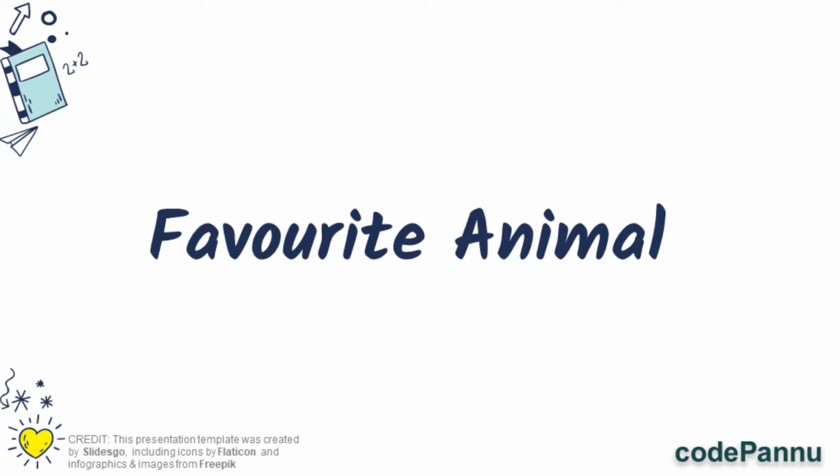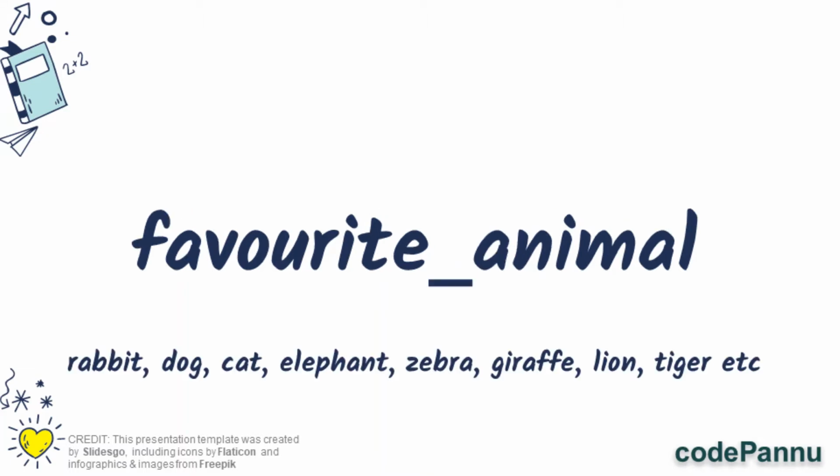For your assignment, you are going to write an essay about your favorite animal. First, you will have to create four variables. One is the favorite animal. The value of this will be whatever your favorite animal is. It can be anything like rabbit, dog, cat, elephant, zebra, lion, tiger, anything.